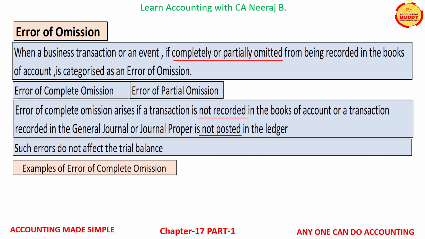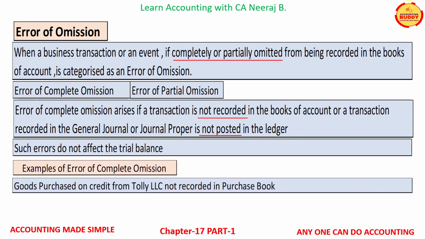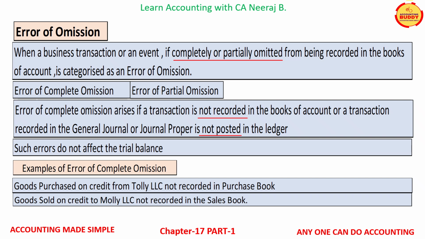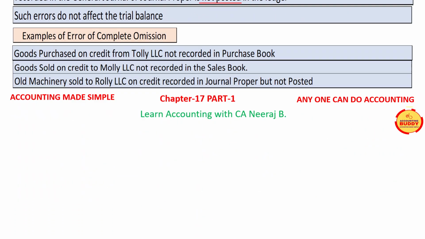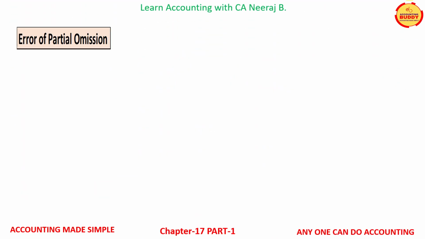Examples of error of complete omission are goods purchased on credit from Tolly LLC not recorded in the purchase book. Another example could be goods sold on credit to Molly LLC not recorded in the sales book. Old machinery sold to Raleigh LLC on credit, recorded in the journal proper but not posted, is also an example of error of omission.